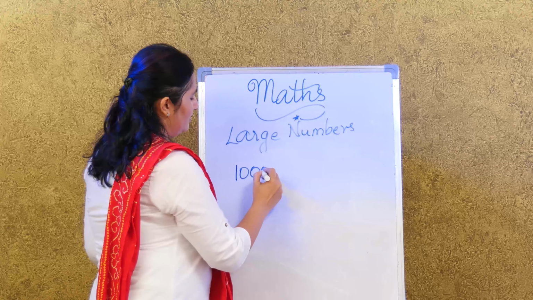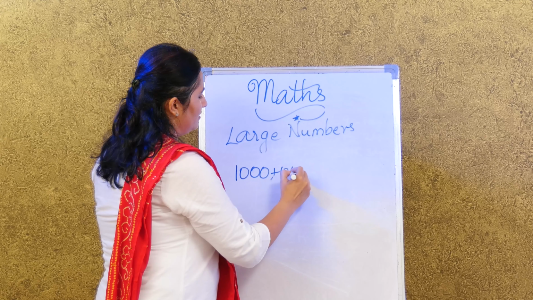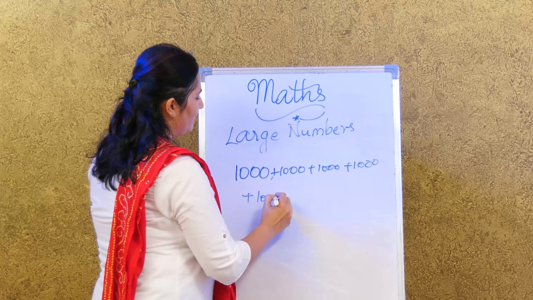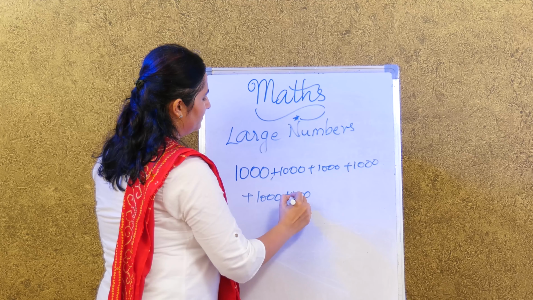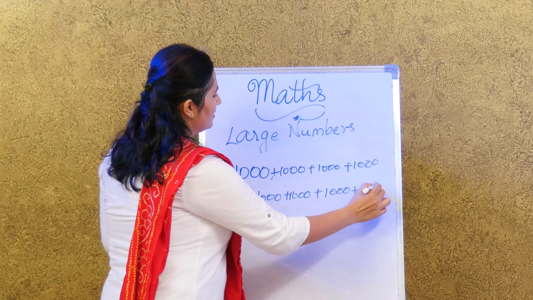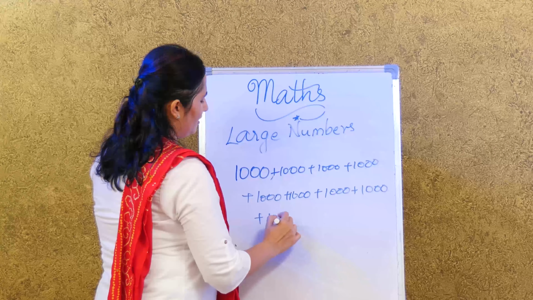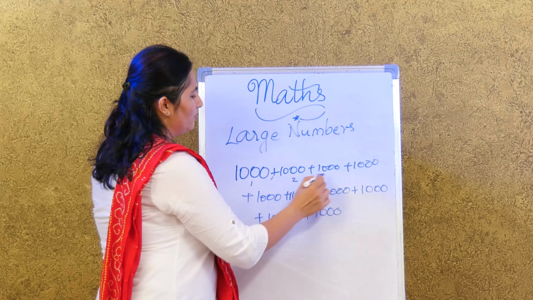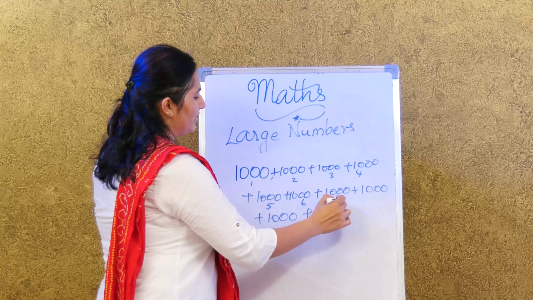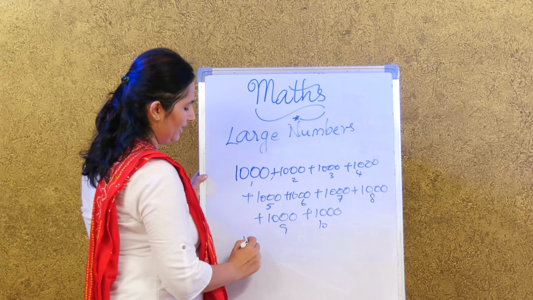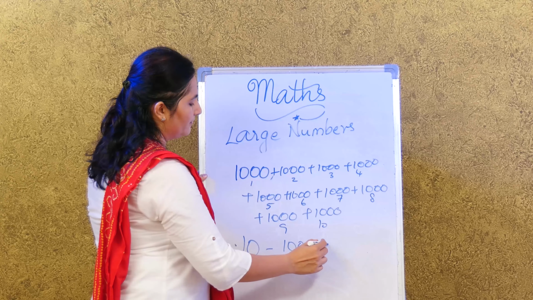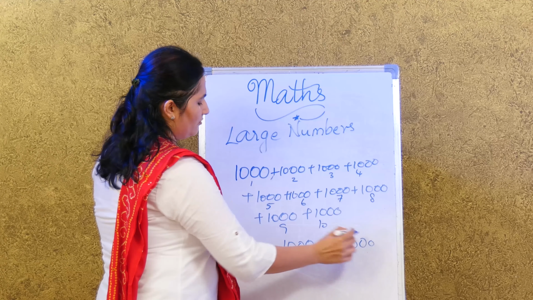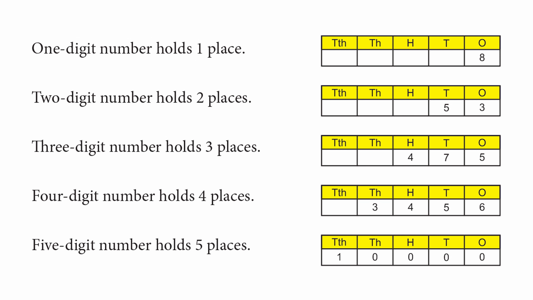So thousand plus thousand plus thousand plus thousand. Again, plus thousand, plus thousand, plus thousand, plus thousand, plus thousand, plus thousand. Don't worry, we are done. So there are 1, 2, 3, 4, 5, 6, 7, 8, 9, 10. So 10 thousands, that is 10 times 1000, will give 10,000. Okay, so there are 10 times.